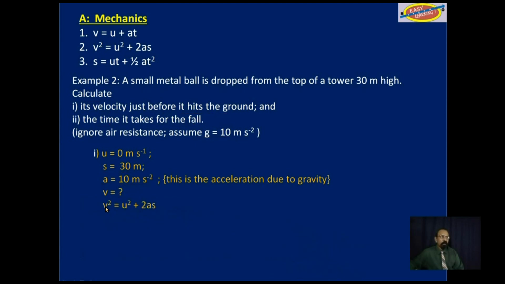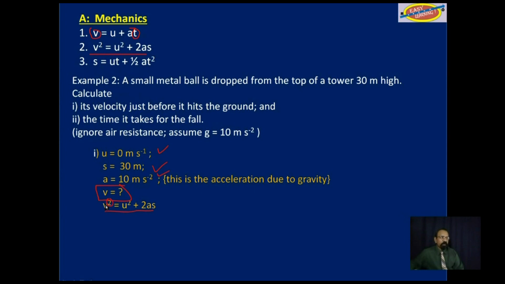We look at our equations up here. This first one has a v, but it also requires a t, and we don't have t in this question. This second one here has a v, it has a u, it has an a, and it has an s. We have those here. This is what we want to find. So v squared is equal to u squared plus 2as.